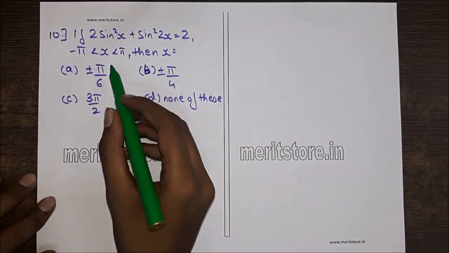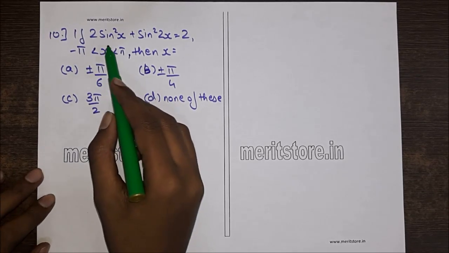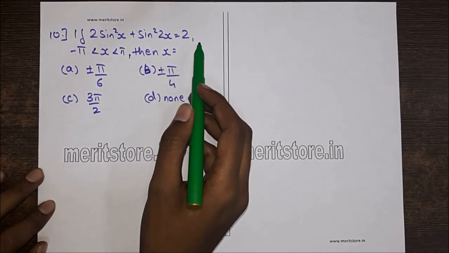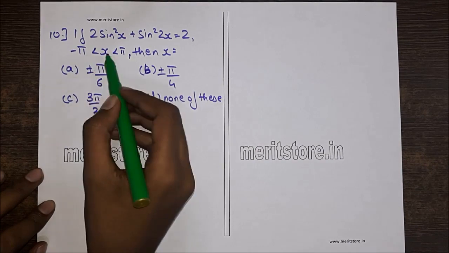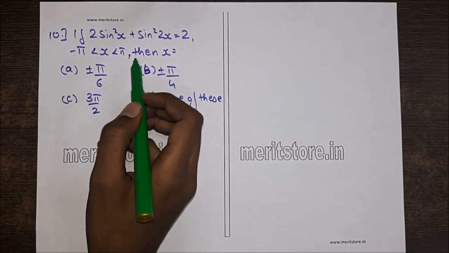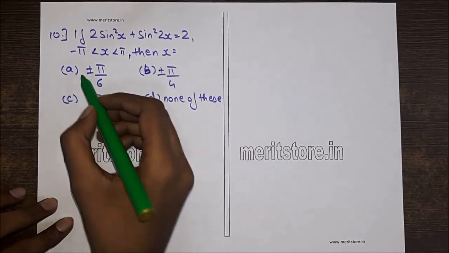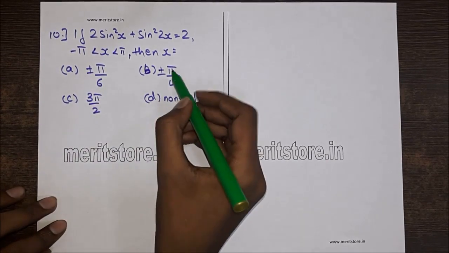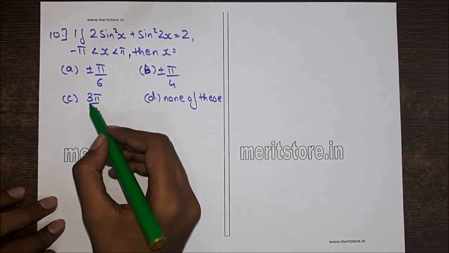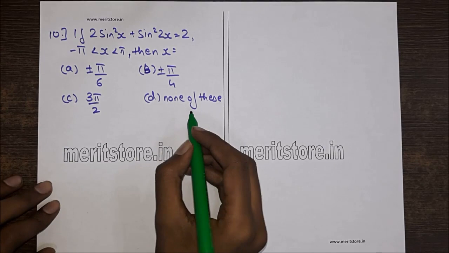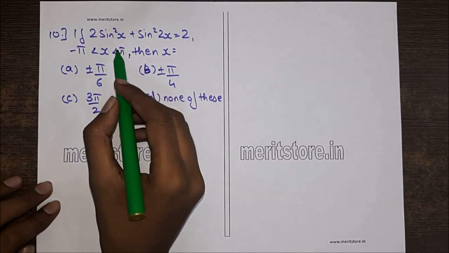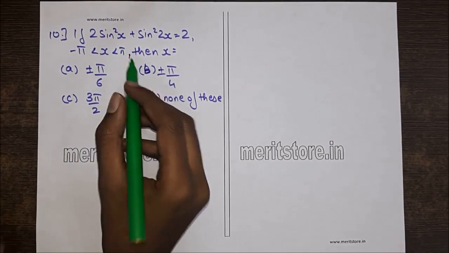If 2 sin square x plus sin square 2x is equal to 2 and x lies between minus pi and plus pi, then what is the value of x? The options are plus or minus pi by 6, plus or minus pi by 4, 3 pi by 2, or none of these. So firstly we will convert the sine terms into cosine.